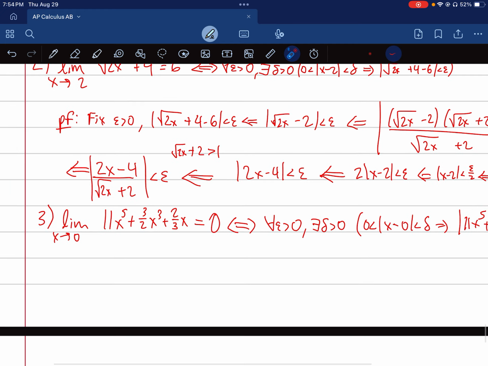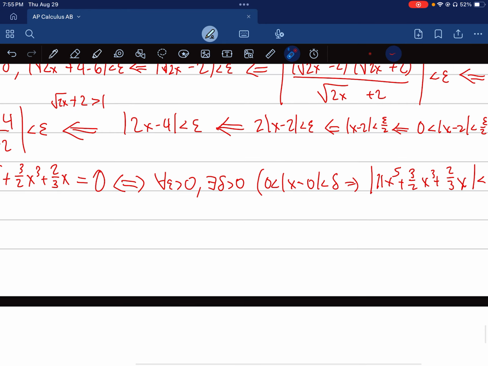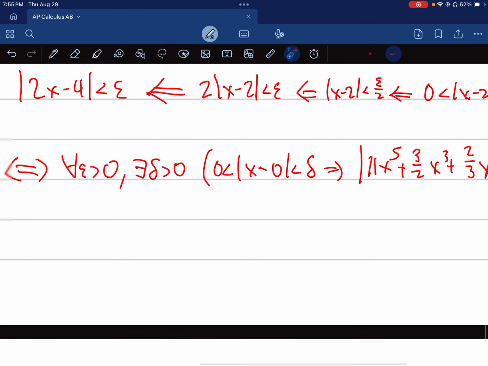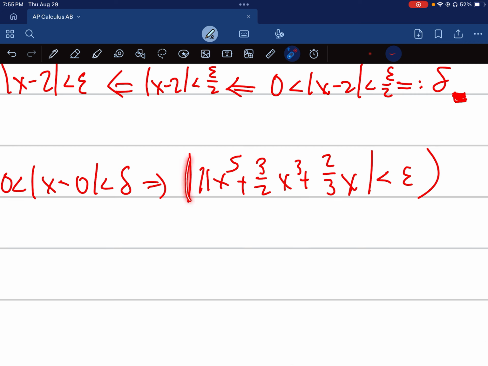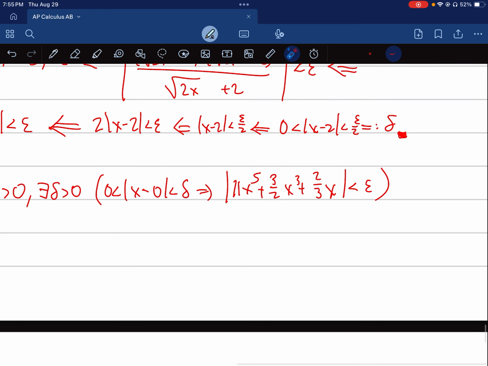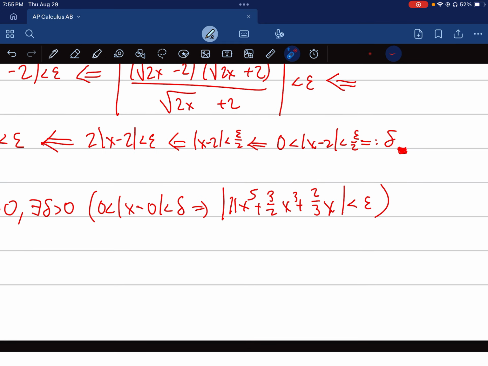Our final limit is a polynomial function. The limit as x approaches 0 of the following function is equal to 0, because notice as we plug in 0 to all of them, we get 0 plus 0 plus 0, which is just 0. If and only if for all epsilon greater than 0, there is a delta greater than 0, such that if 0 is less than the absolute value of x minus 0 is less than delta, then the absolute value of 11x to the 5th, so our f of x, and notice I could have written minus 0 because our limit is 0, but I'm not going to do that. But you should write that if you want to.